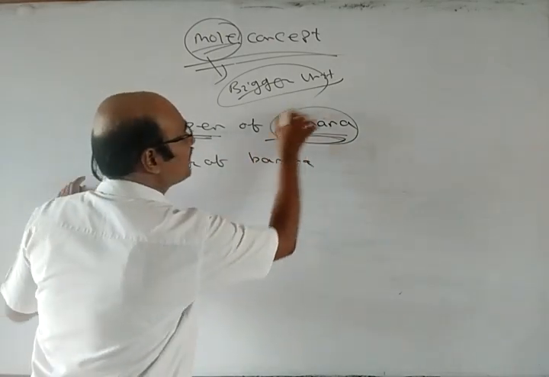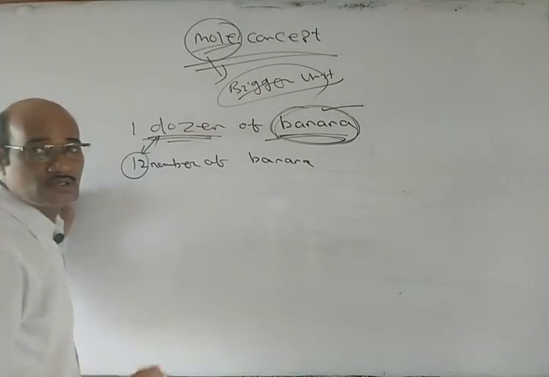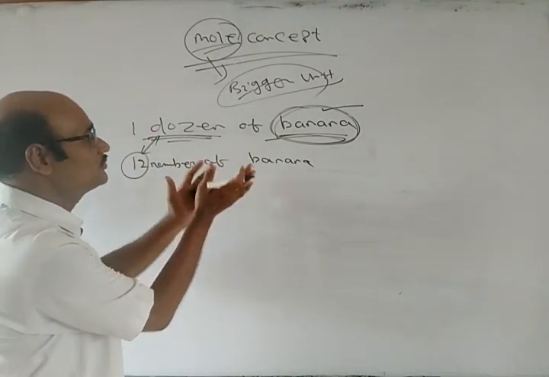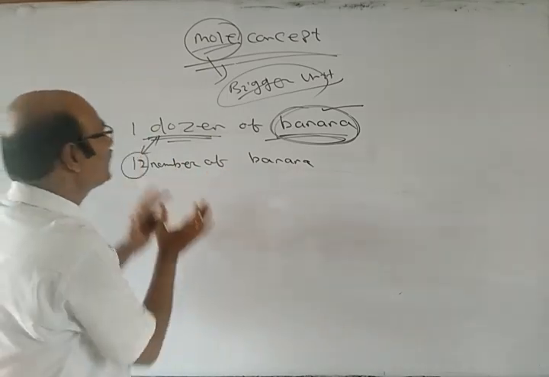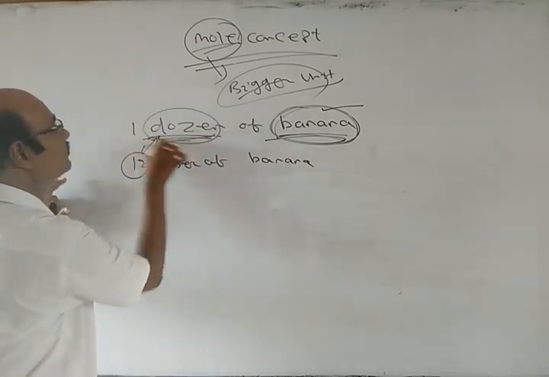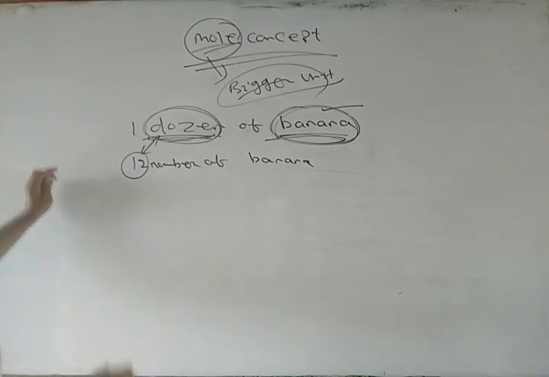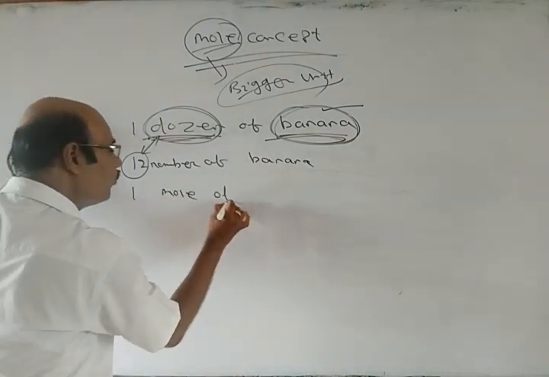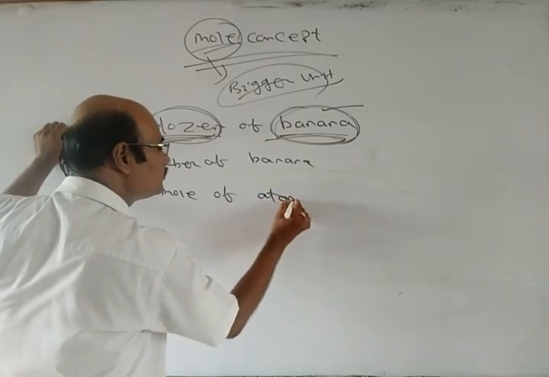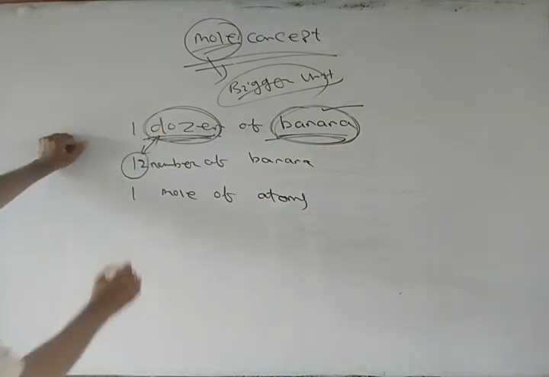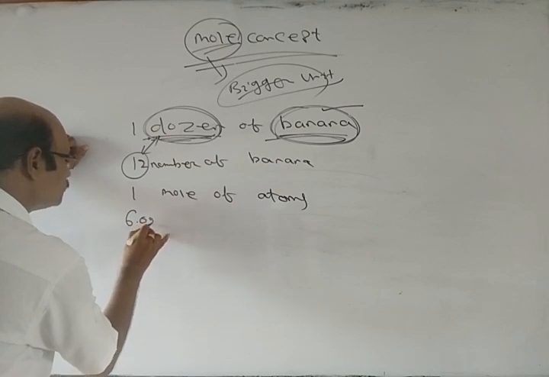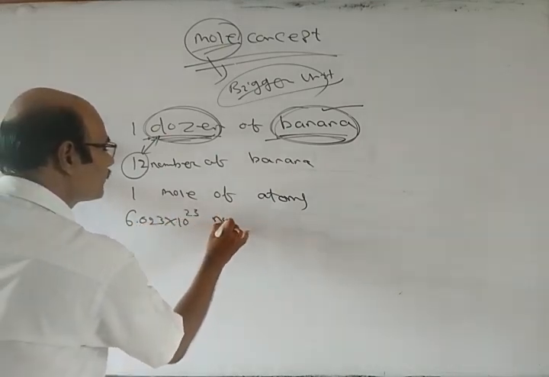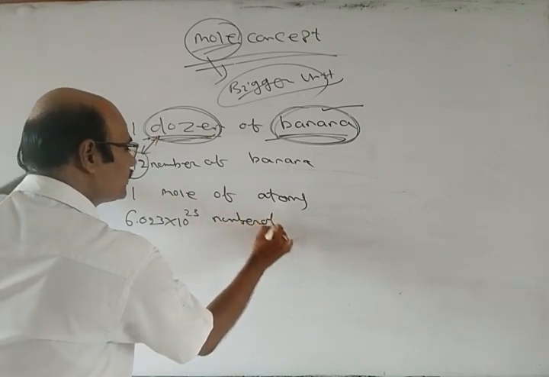And this banana here is a substance. To represent a large number of the substance, suppose 12 number, we are using a bigger terminology called what? Dozen. Similarly, if I write 1 mole of atoms equal what? 6.023 into 10 power 23 number of atoms.